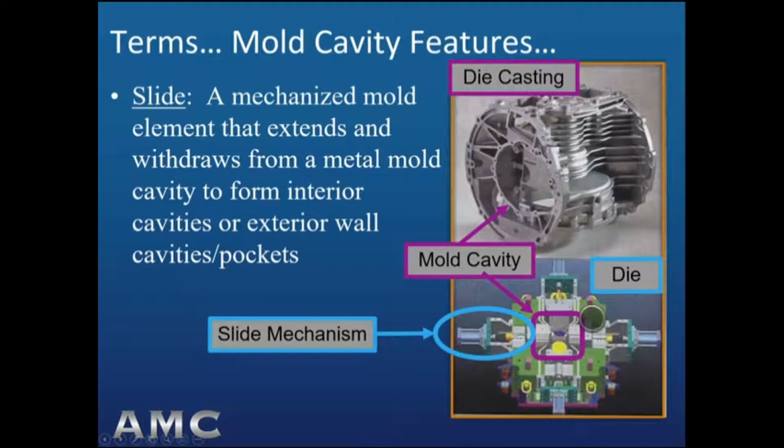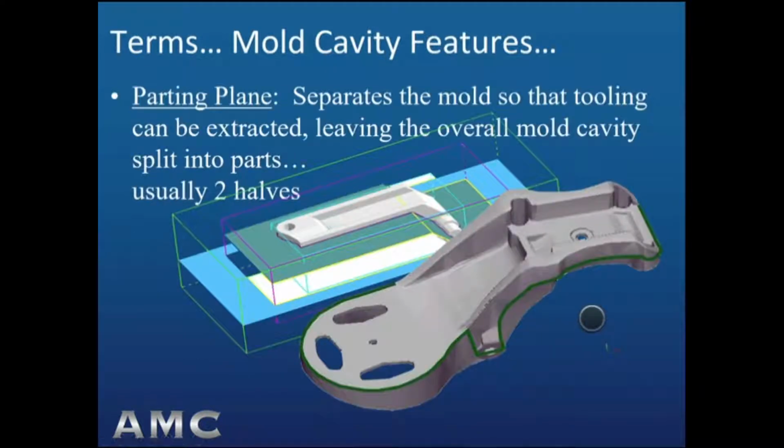A parting plane. A parting plane separates the mold so that tooling can be extracted, leaving the overall mold cavity split into 2 parts, usually 2 halves. So at the upper center, we see a solid model showing an offset parting plane that enables a cylindrical feature at the right end of the casting to be formed without a core.